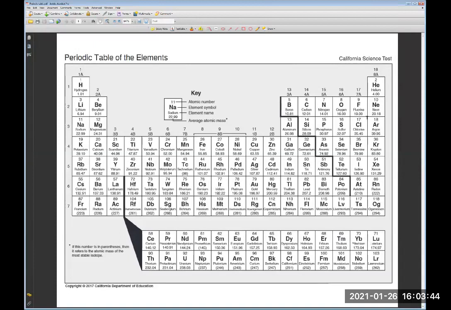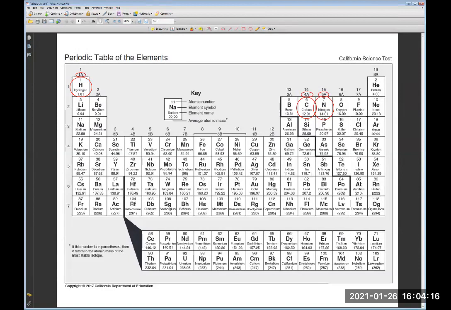So we have H, C, and N. So hydrogen, atomic number 1 in group 1A. Carbon in group 4A. And then nitrogen in group 5A, just next to carbon. So they are all in group A. And so that means the group number can tell you the number of valence electrons.